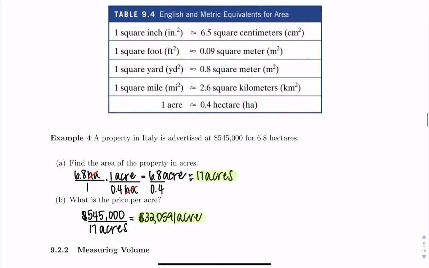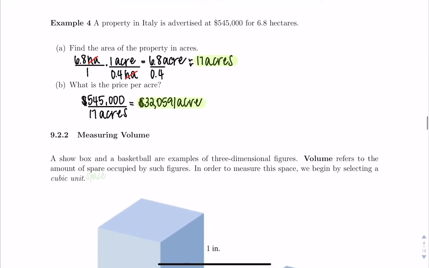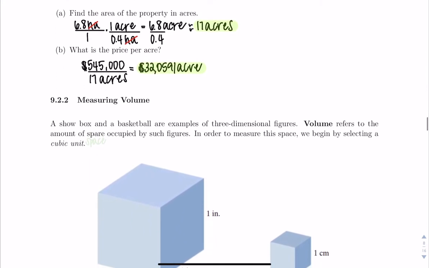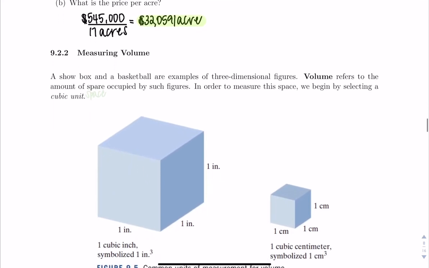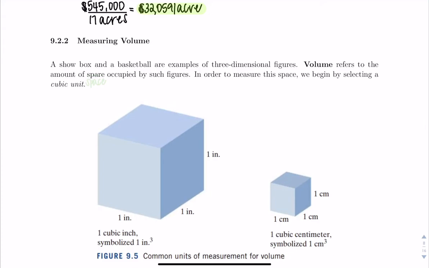For measuring volume, we're just now going up another unit, and so we're looking at cubic units instead of square units. So a shoebox and a basketball are examples of 3-dimensional figures. Volume just refers to the amount of space, we should say space occupied by such figures.